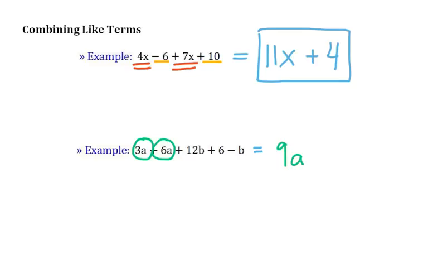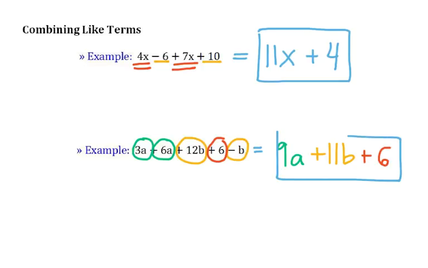And then I see, looks like a positive 12b and a negative b. So positive 12b and negative b would give a positive 11b after combining. And our plus 6, that was the only number in this problem, so he's just going to carry on as he is, as a plus 6. So 9a plus 11b plus 6 would be our final result after combining like terms there.